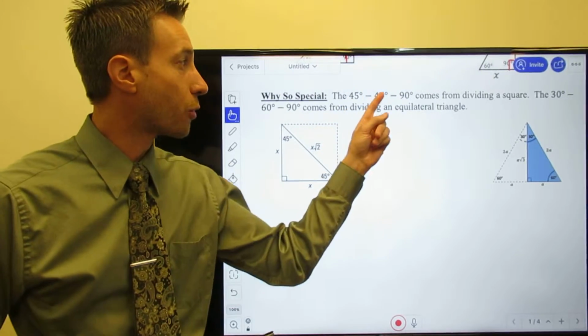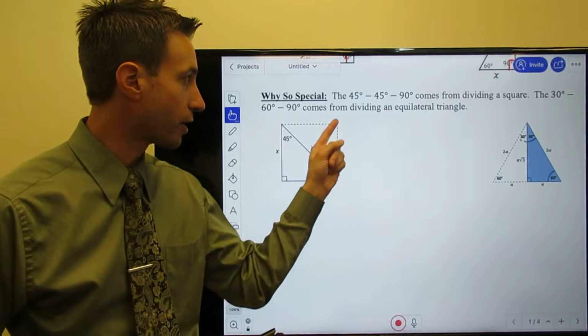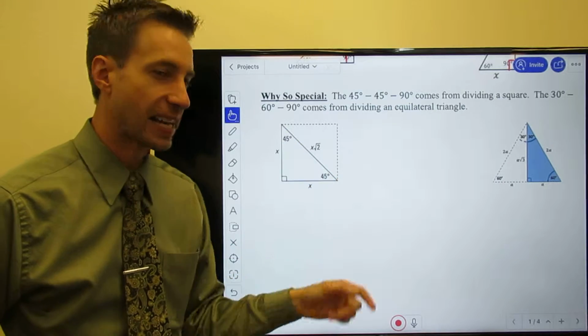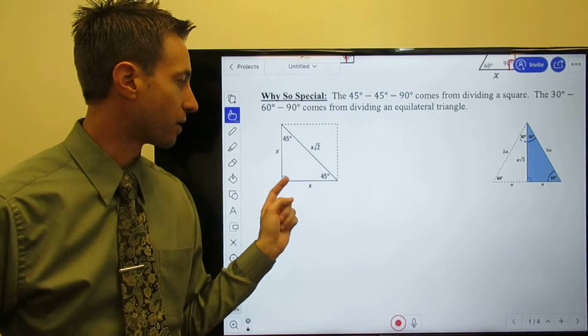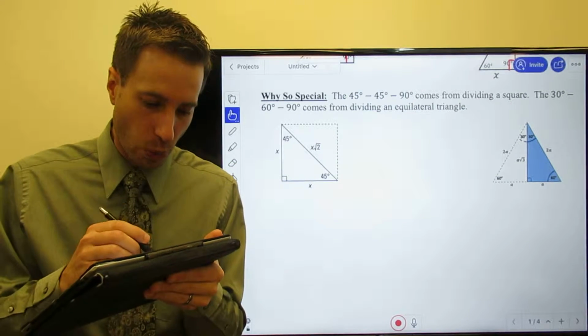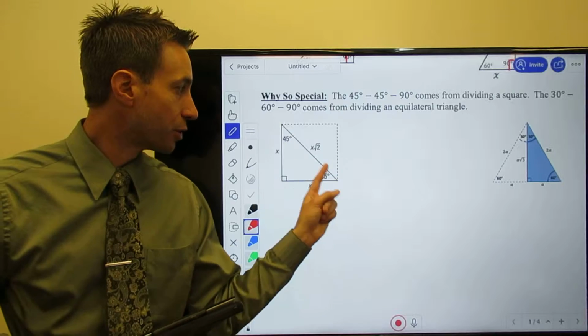So the 45, 45, 90 triangle comes from simply taking a square, right? I've got a square here, and we cut that square right on the diagonal. We divide it in half. That gets us a 45, 45, 90 right triangle. Again, where does this value come from then?